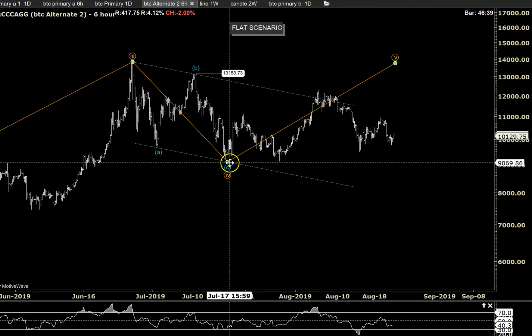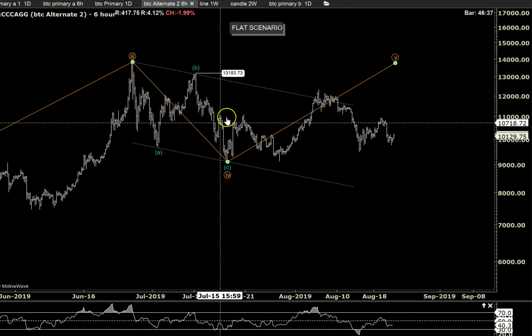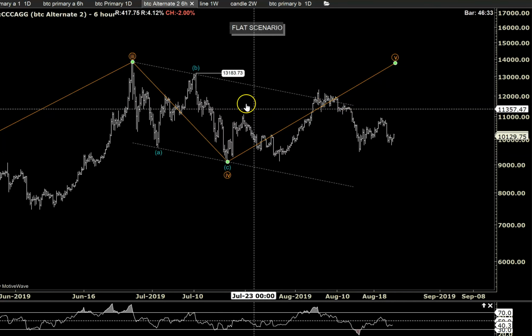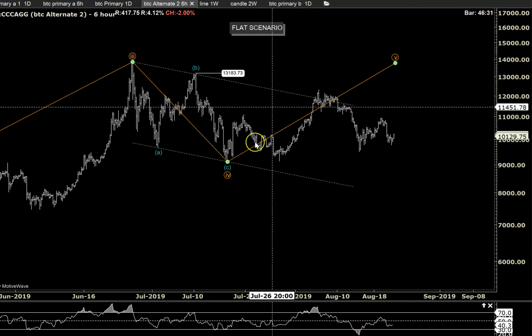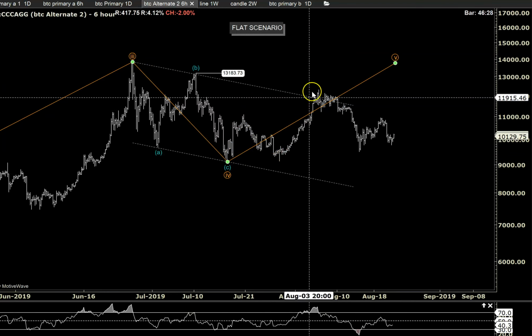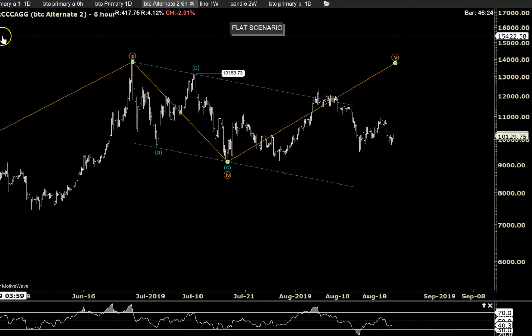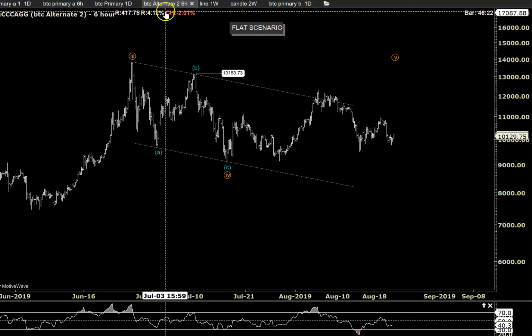Then okay, this is what I thought was going to happen. It didn't, and this is the reason why, because the correction is not over, right? So it would have been a nice idea to have a 1, 2, 3, 4, and 5 into a wave 5, but the market came down. So that's just an analysis on past wave counts.